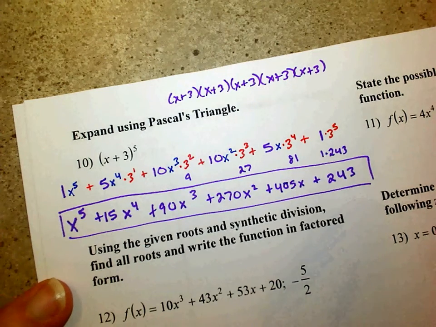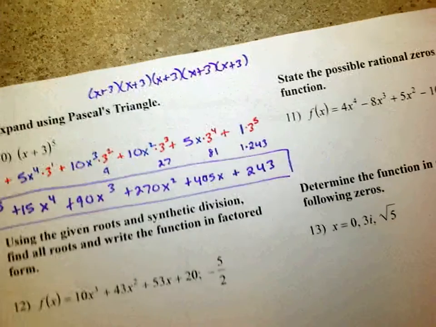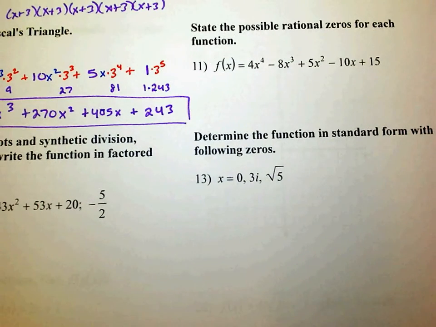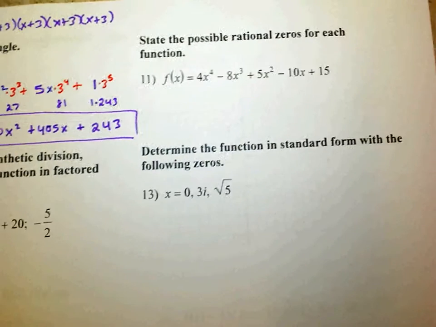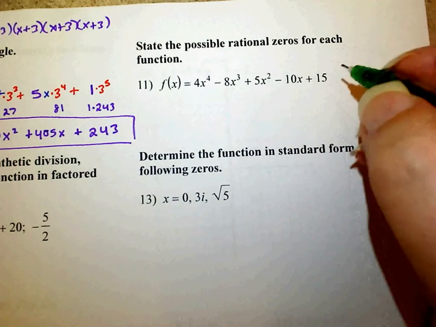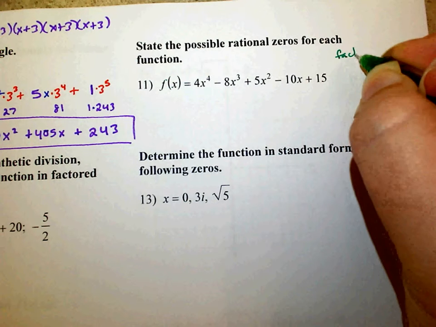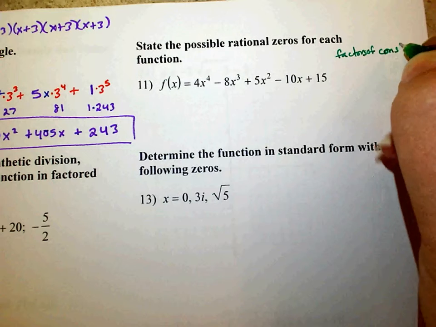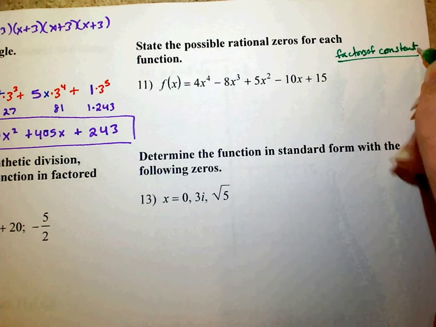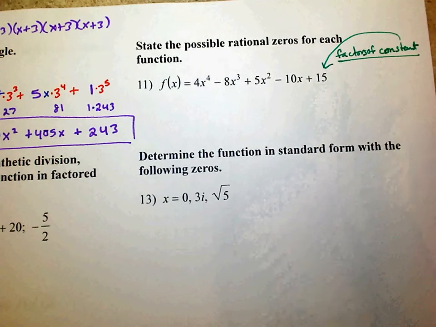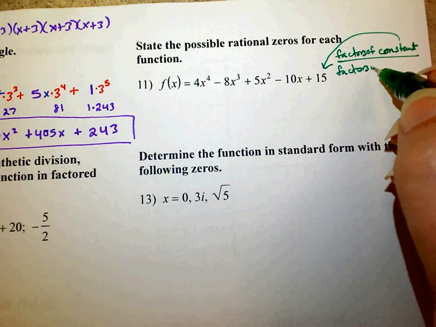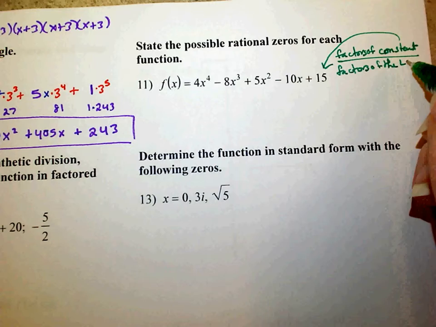Okay. State the possible rational zeros for this function. So, the first thing I want to do is just make sure you remember the process. What you have to do is you have to divide the factors of the constant, and the constant is the number without an x, divided by the factors of the leading coefficient, which is the number in the front of the term with the highest power.